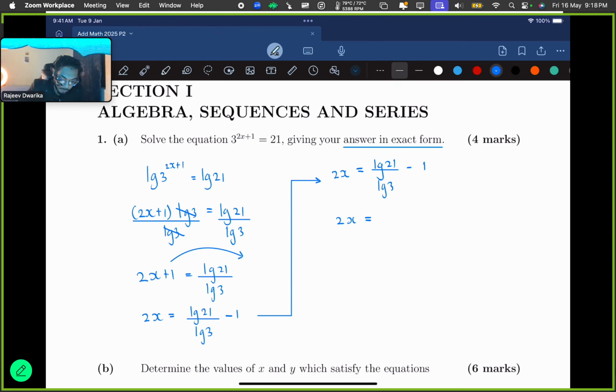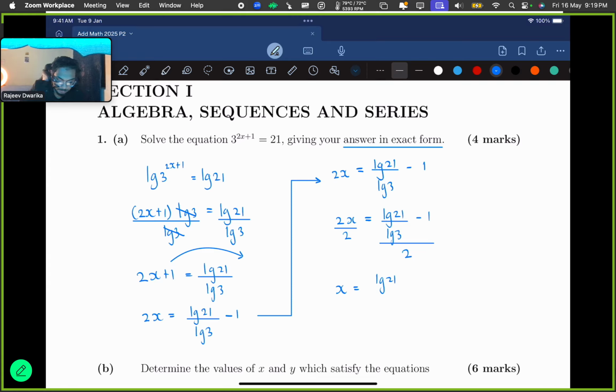So I have 2x is equal to this entire expression. Am I trying to find 2x or x? x. So I'm going to divide by 2 on both sides. I'll say log 21 over log 3, minus 1, all over 2. So x is equal to this. I could split up the fraction into each term.